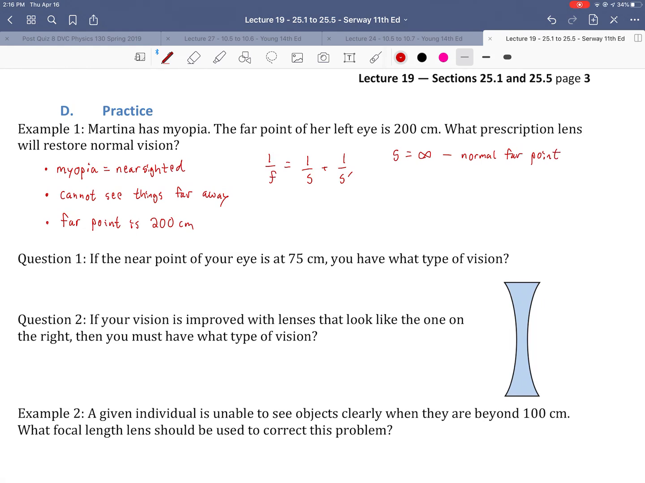And we want those objects that are far away to become virtual images located at Martina's far point. The far point that occurs for her eyes without corrections is 2 meters away, 200 centimeters away. So we need an image to be located at that point that she can clearly see and can clearly focus on, so that now objects that are infinitely far away, or anywhere between 2 meters and infinite, will come into focus. Okay, so our s prime is going to have to be negative 200.